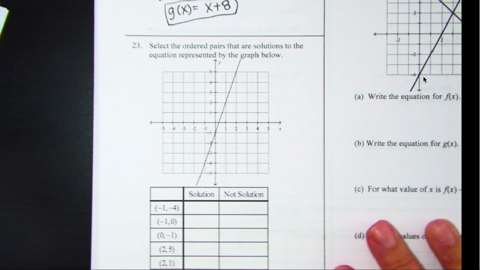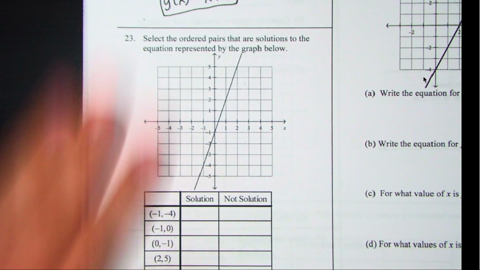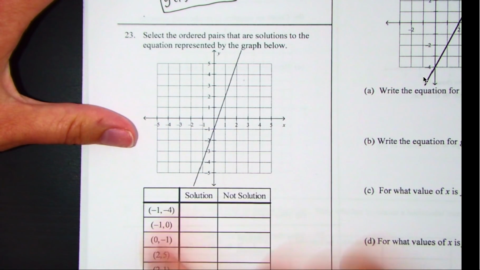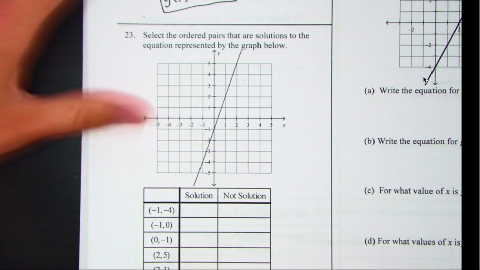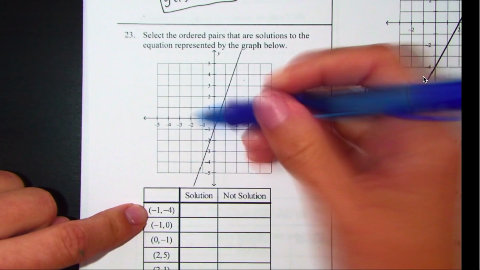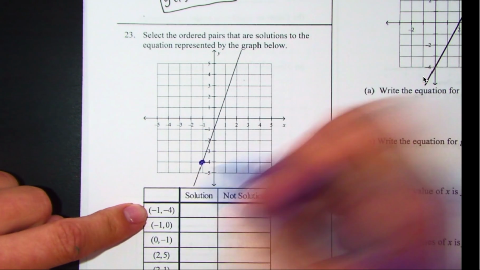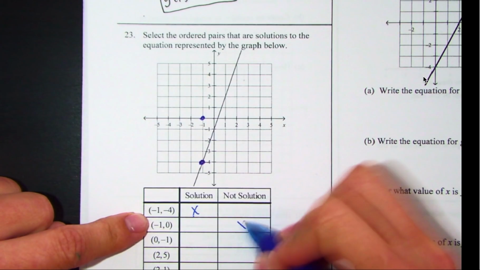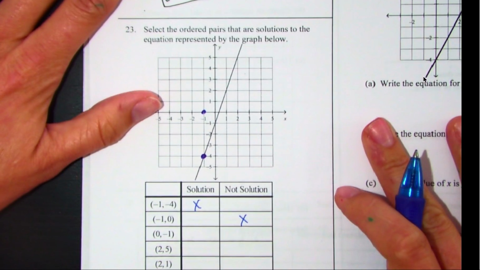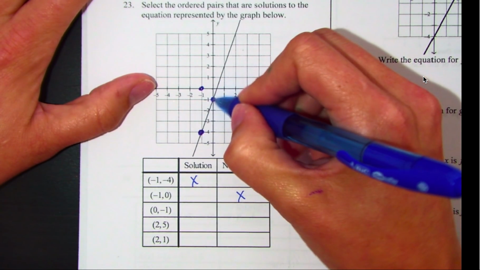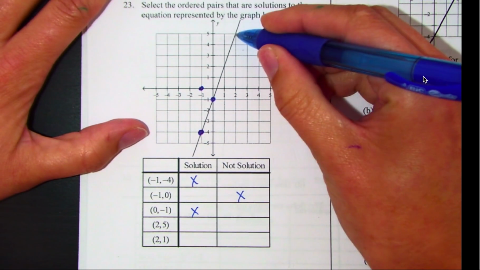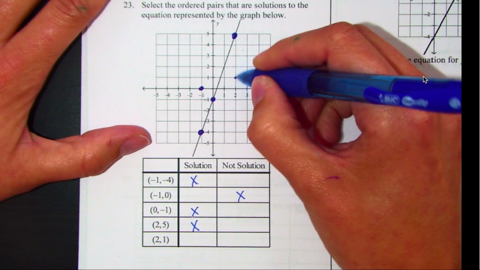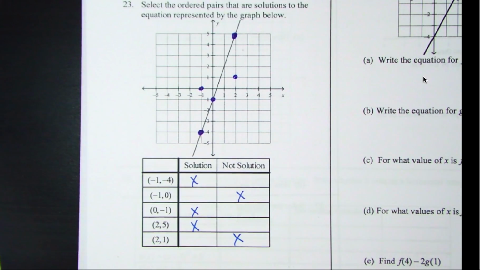Number 23, we're going to select the ordered pairs that are solutions to the equation. Whenever we have a line, the solutions are all of the points infinitely that lie on the line. So we're looking for the points that lie on the line. Those are going to be our solutions. If I plot -1, -4, I see that it is on my line. So yes, it's a solution. Negative 1 comma 0 is not on the line, not a solution. 0 comma negative 1 is on my line, a solution. 2 comma 5 is on the line, it's a solution. And then 2 comma 1, not on the line, so not my solution.